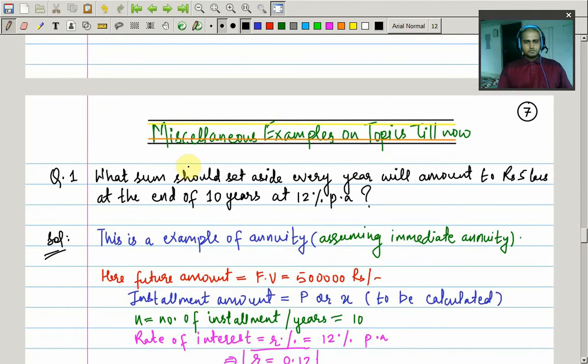So these are the topics I want to cover in first unit, and here we have miscellaneous examples on the topics we have covered till now. So first question, what sum should set aside every year will amount to rupees 5 lakhs at the end of 10 years?